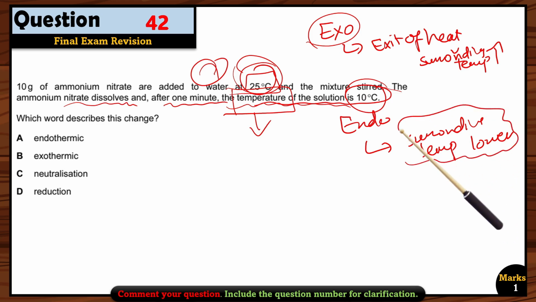You just have to look at the word temperature. If the word temperature is used, it means they are talking about the surrounding, not about the solution or the reaction mixture inside. Okay, all these things are actually your surrounding. Even your reaction mixture is a surrounding. So if you see the word temperature and it is reducing, it means it is endothermic because they are talking about the surrounding. So which option is right? Option A is the correct option.